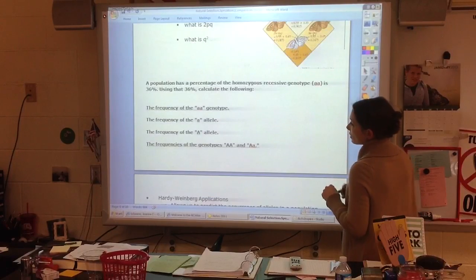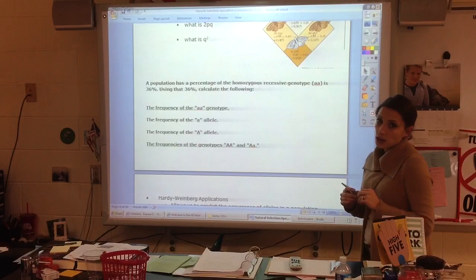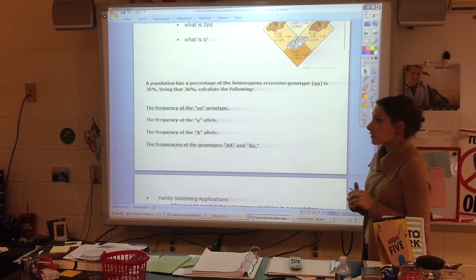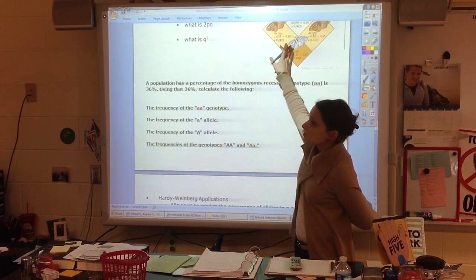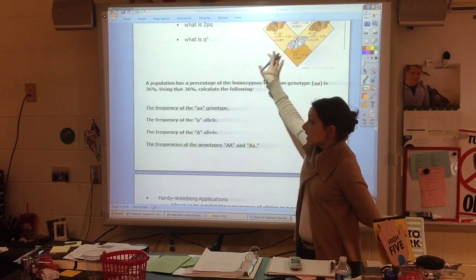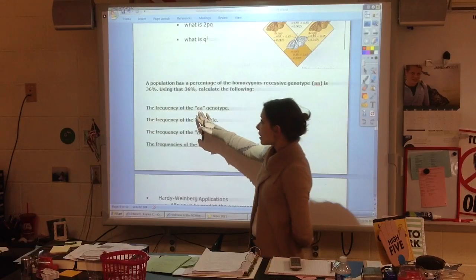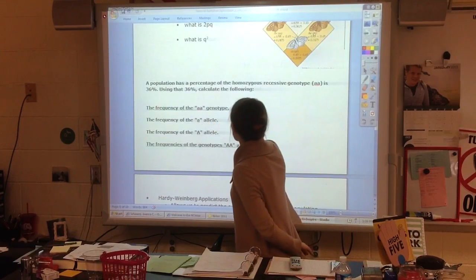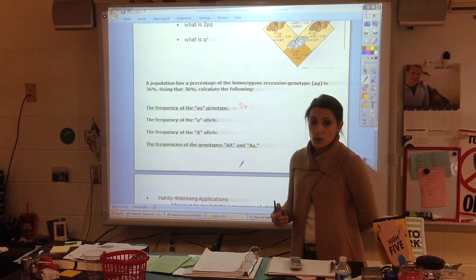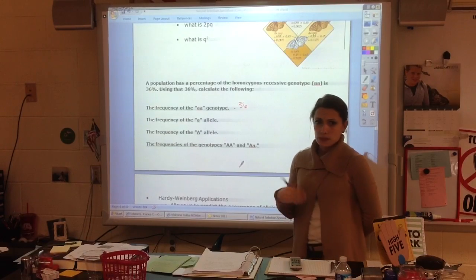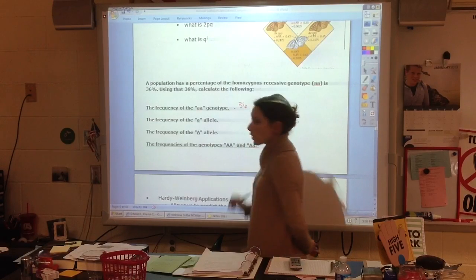A population has a percentage of the homozygous recessive genotype is 36%. Using that 36%, calculate the following. The frequency of the AA genotype. Now these are going to deal in decimals, and we're going from a percentage. So we just have to write it as a decimal. So the frequency of the aa genotype is 0.36. Now we're going to need to get into our symbols here. So 0.36 is actually equal to Q squared.